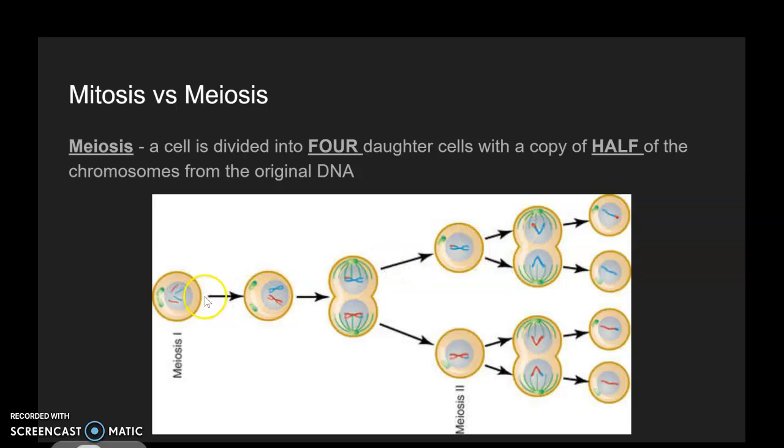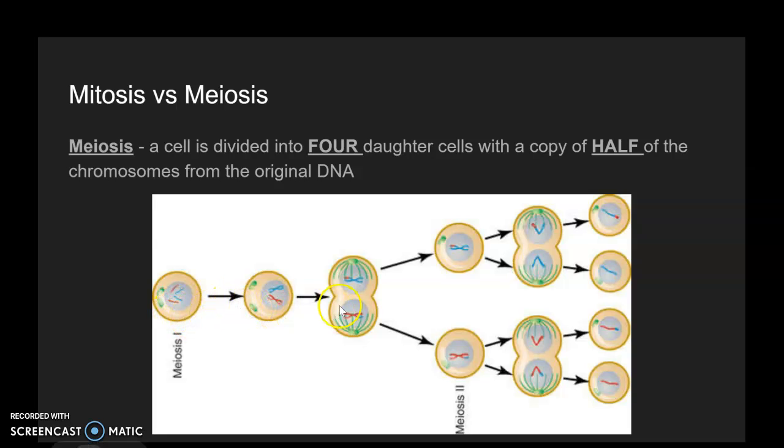So watch what happens. You can see here that in meiosis there are 2 cycles. It's meiosis 1 and meiosis 2, and after meiosis 2 finishes, that's the end of meiosis. So after meiosis 1, you can see at the very start that the original parent cell has 2 blue strands and 2 red strands. It's kind of blurry, so I apologize for that image.